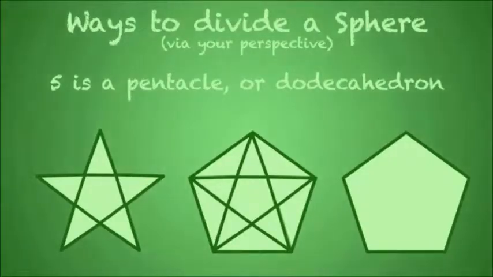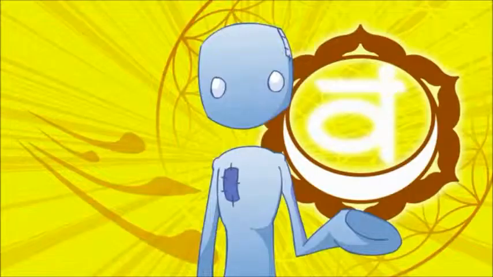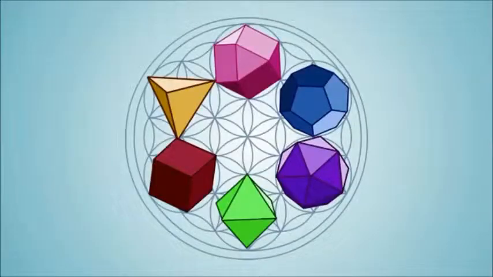We can continue. 5 is the pentacle, as well as the dodecahedron. 6 is the vector equilibrium, or cube octahedron, which we'll talk about in a few minutes. Do you see how each geometry is connected to a different energy? There's a lot of connections here that we can make to start seeing things bigger.